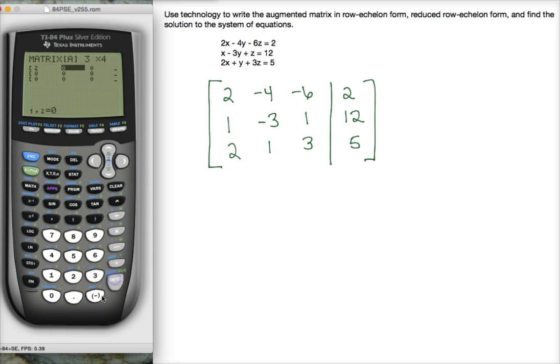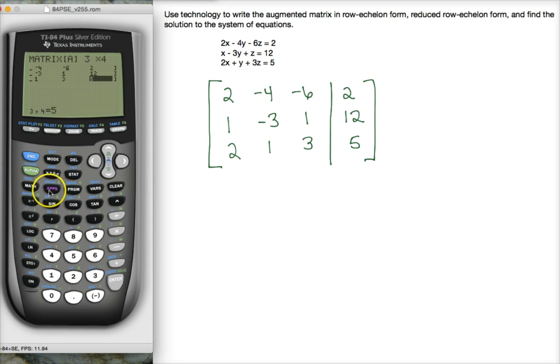So we have 2, -4, -6, and 2. We have 1, -3, 1, and 12. So just hit enter in between each entry. Be sure that you're using the negative button and not the subtraction key as well. And 2, 1, 3, and 5.